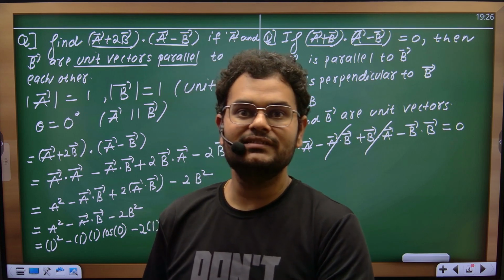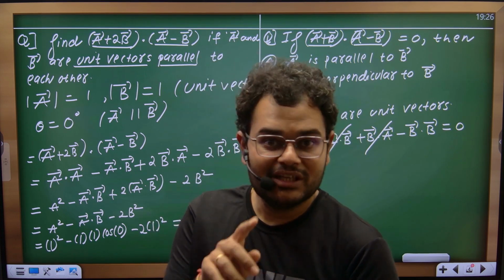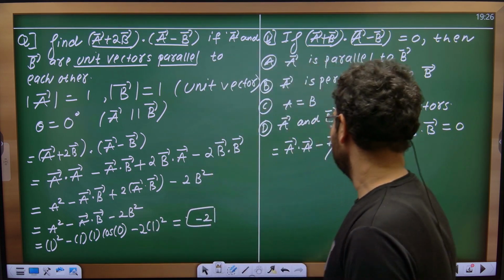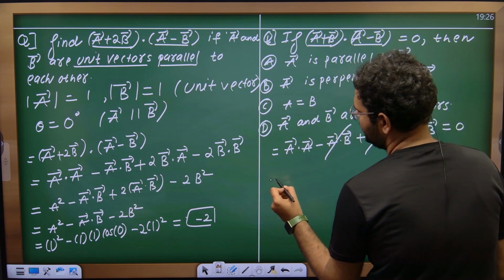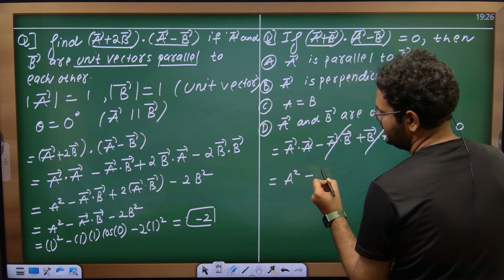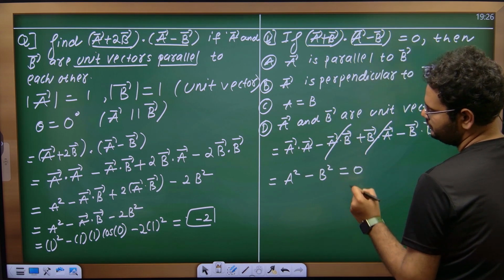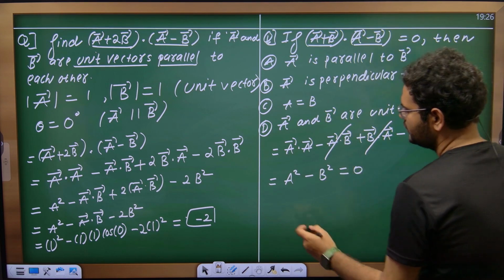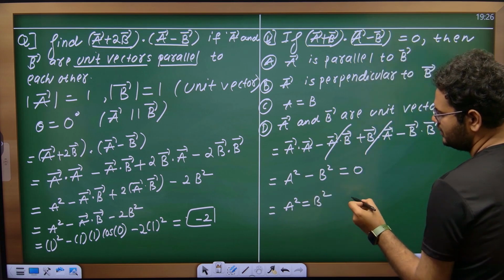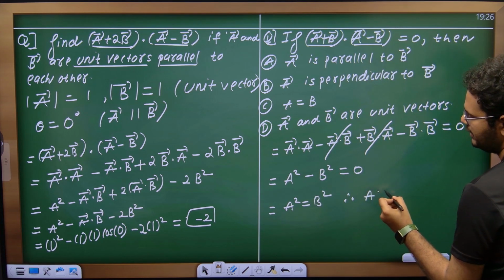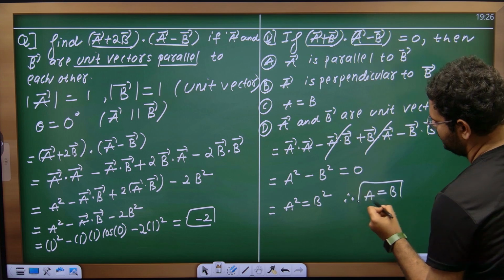Why can I cancel this? Because I have told you a dot b is equal to b dot a. Right? So here it is plus and here it is minus, they will be cancelled. What is a dot a? You tell me. a dot a is simply a square minus b square is equal to 0. Yes or no? Yes, sir. So can I write a square is equal to b square? If a square is equal to b square, I can directly write a is equal to b.